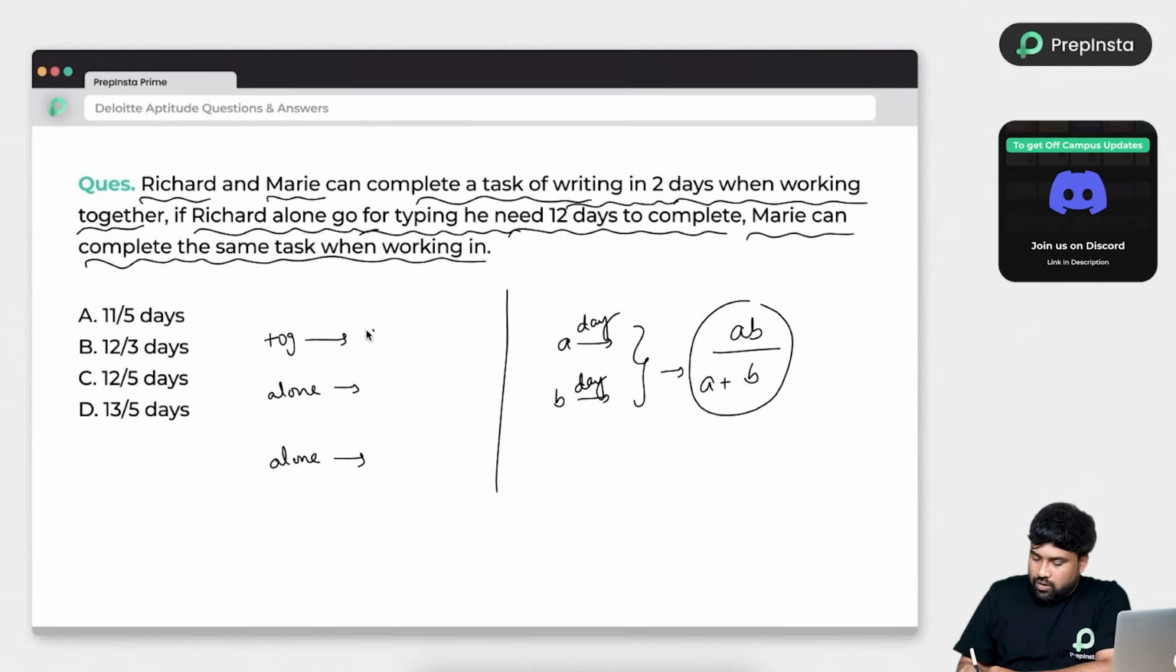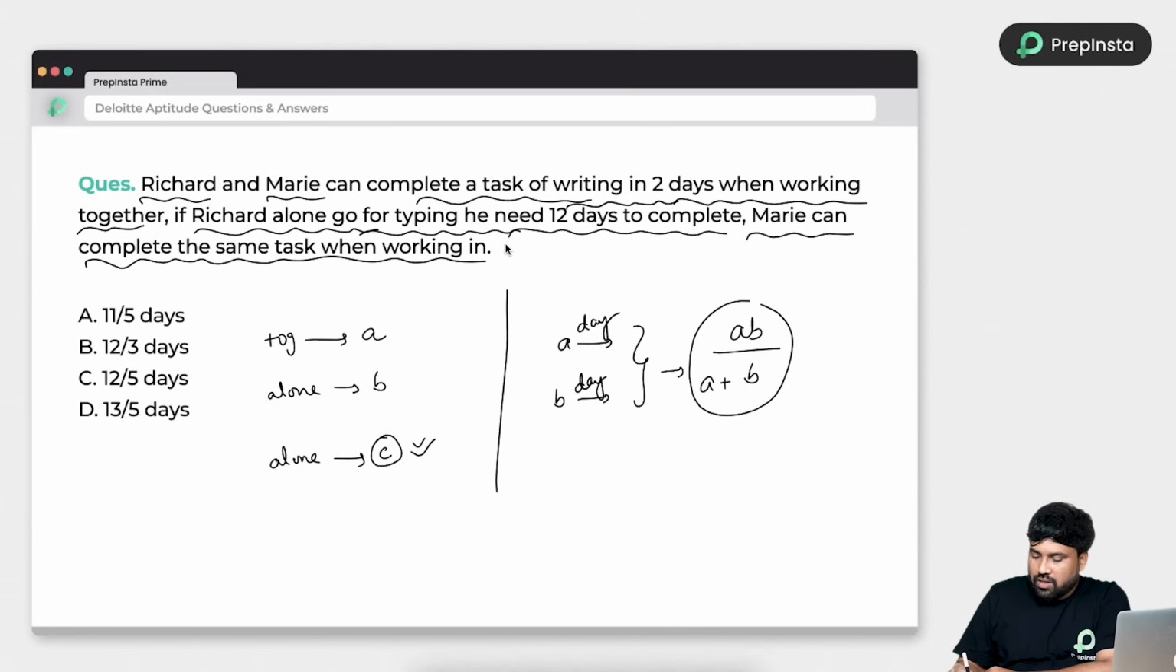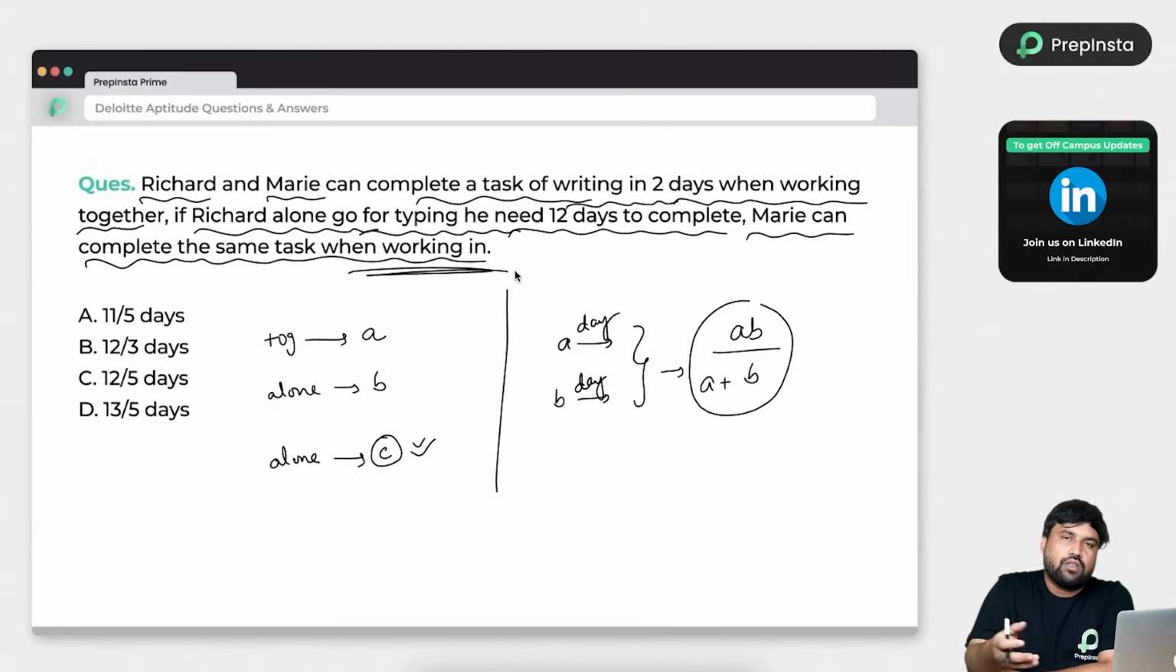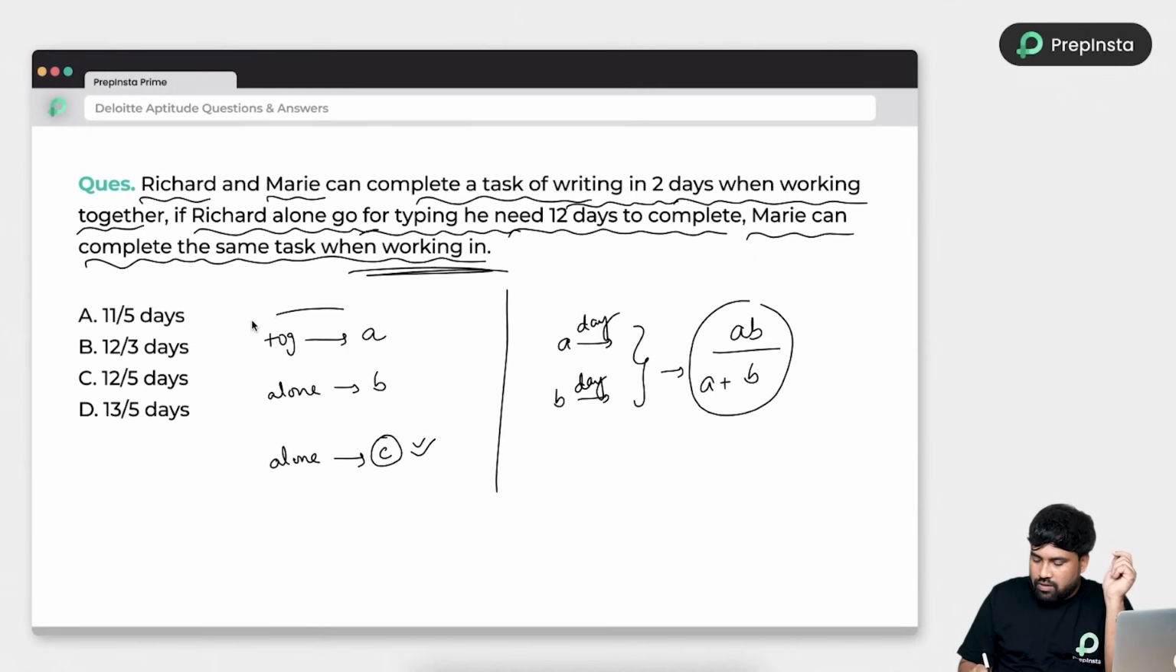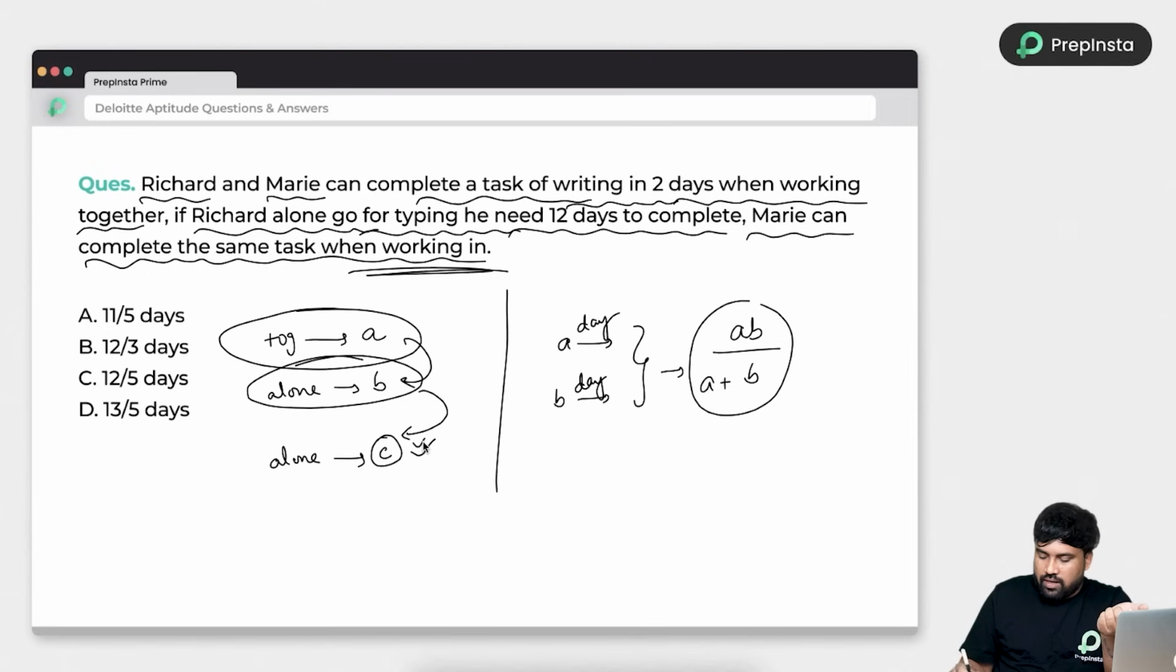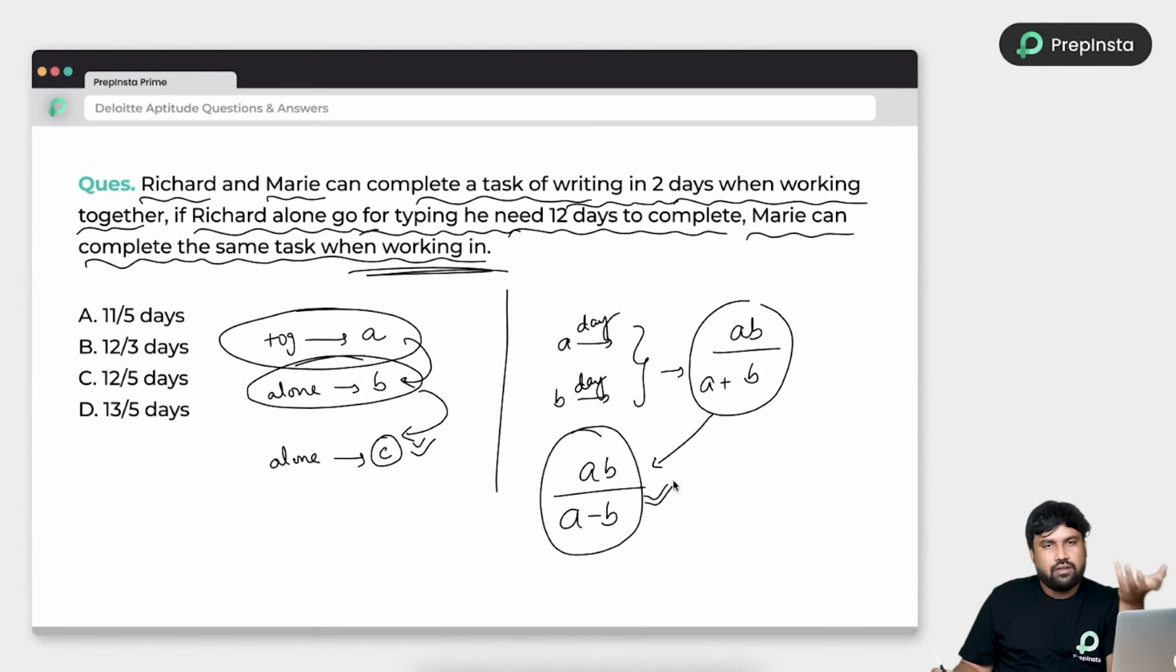So you have a together and you have one alone, and you have to find the third person, or the second person, who can do the work alone in how many days. The simple formula is, instead of plus you need to use minus. Simple. Why? Because you have to subtract, right? Out of the total work together they did, you have to subtract one person's work and you will get the other person's number of days. So the formula will be written as simply AB by A minus B. That's it. The formula is designed, right?